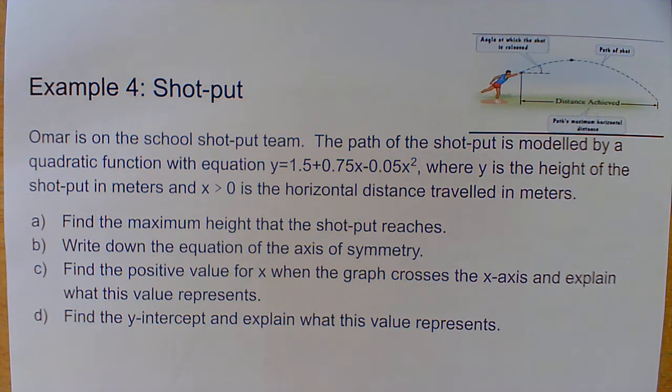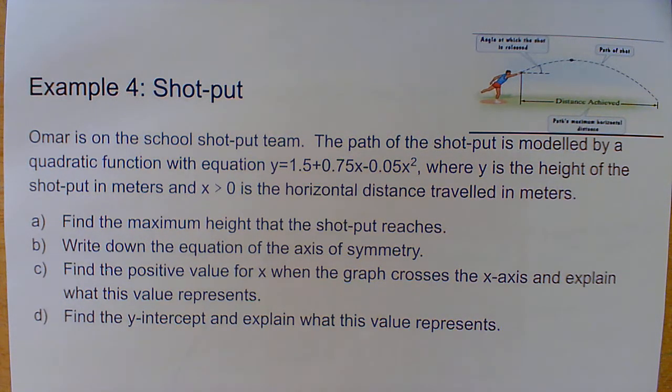We have to do a couple things. Part A is find the maximum height that the shot put reaches. B, write down the equation of the axis of symmetry. C, find the positive x value for when the graph crosses the x-axis and explain what this value represents. And then D, find the y-intercept and explain what this value represents. This is a really good problem. It feels like that summative type problem where you can bring it all together and make a story out of it.